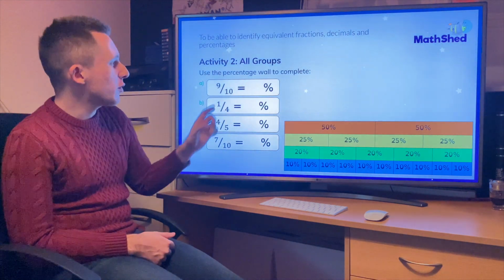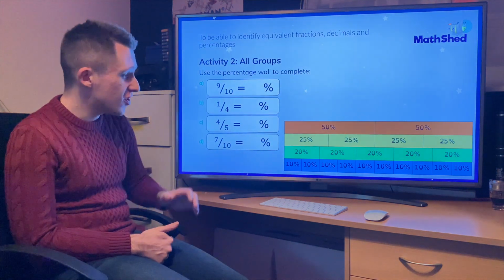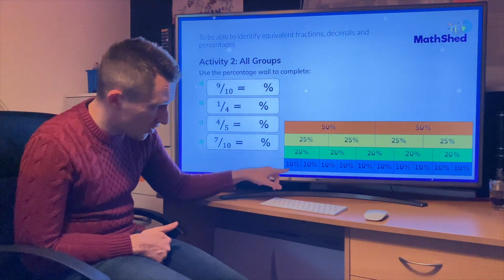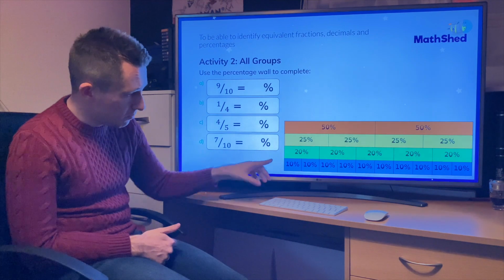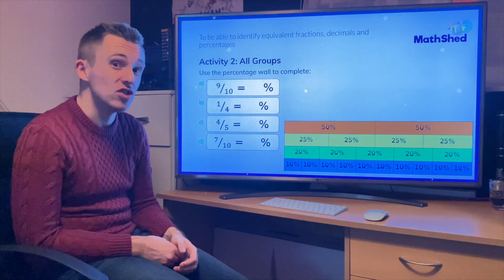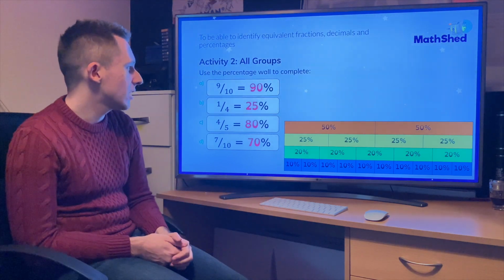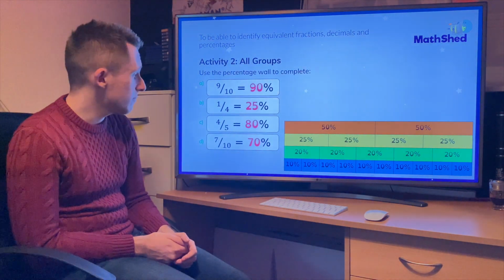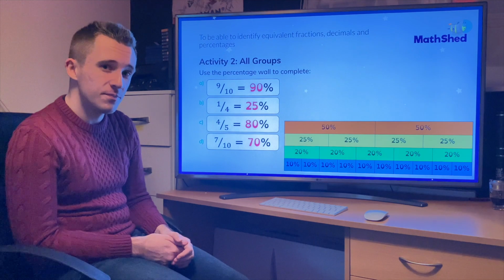Okay, so the first one is 9 out of 10. So we're looking for those 10 parts. Well, the 10 parts are here and we want 9 of them. So if we count along, we could go 10, 20, 30, 40, and we would get to 90%. The next one is 25%, 80%, and 70%.